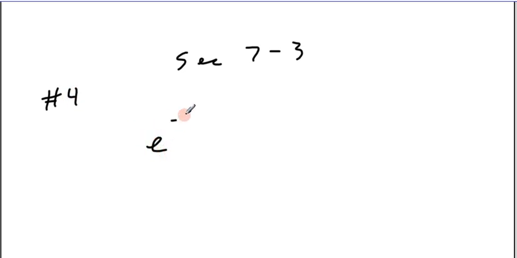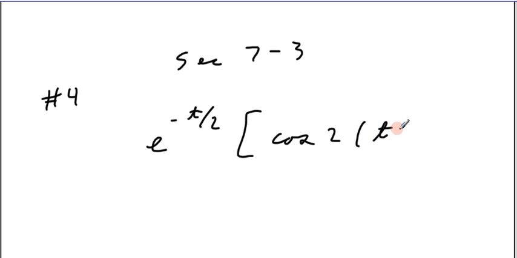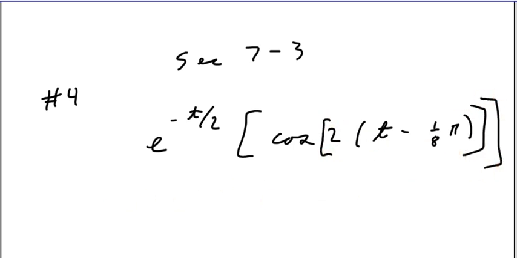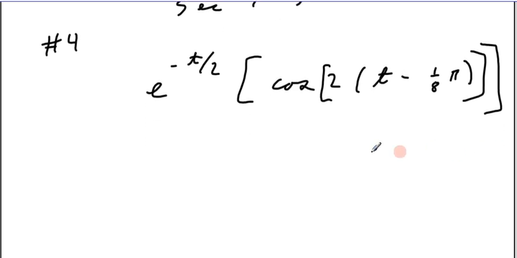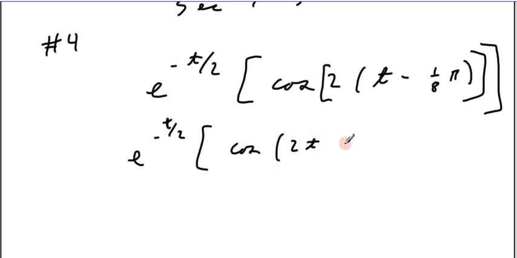We have e to the minus t over 2 times cosine of 2t minus pi over 4. Okay, we want the Laplace transform of that, and we see that we can't really do that easily. So we're going to take e to the minus t over 2 and call this cosine of 2t minus pi over 4.